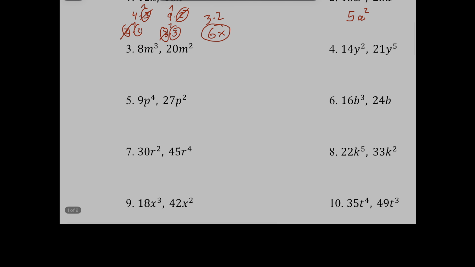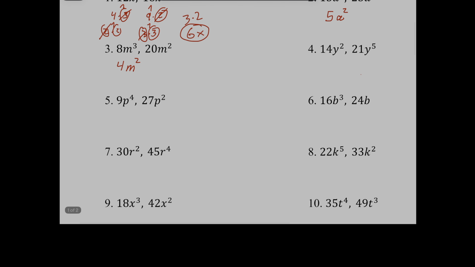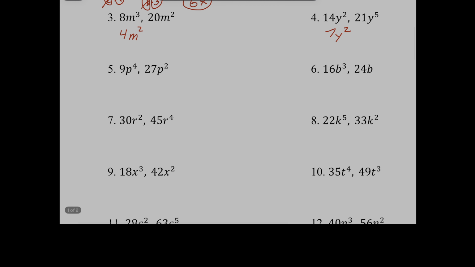Let's look at number 3. Will 8 go into 20? No. What's the next lowest factor of 8? It's 4. Will 4 go into 20? It will, so that's why it's 4m squared. Always take the lowest exponent. Number 4. Will 14 go into 21? No. What's the next factor lower than 14? It's going to be 7. Will 7 go into 21? It will. 7y squared.